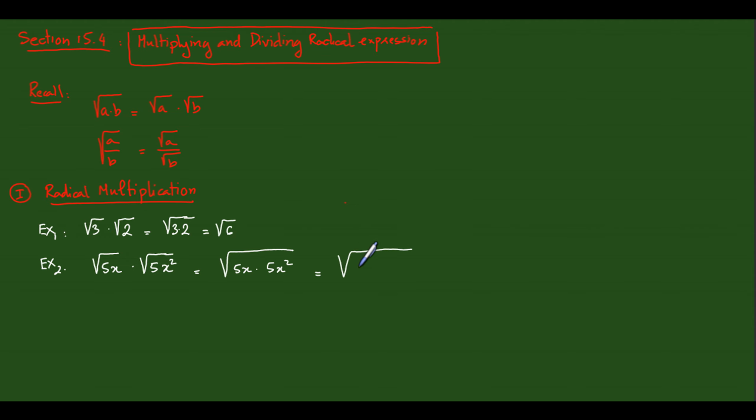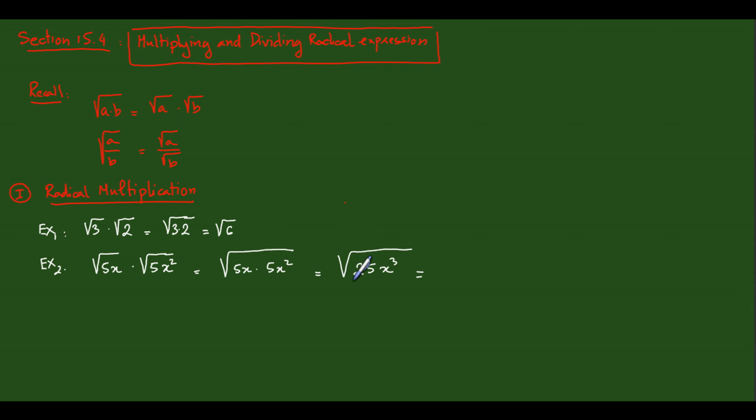So 5 times 5 is 25, right? Okay, x times x is x cubed. But the thing is, we need to simplify it. We never want to leave this. Okay, we never want to leave this. So I'm going to simplify it.